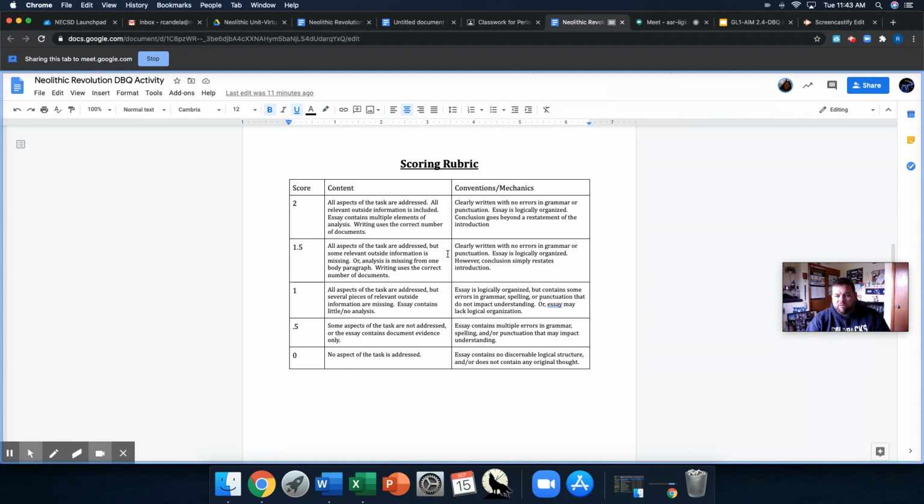To get a 1.5, it's very similar. Clearly written with no errors in grammar or punctuation. Essay is logically organized, but the conclusion simply restates the intro. So right away, the thing we could see is that the difference between a 2 and a 1.5 for this essay is that in the 1.5, your conclusion does not go beyond the intro. You don't have anything extra in there. Okay, and you can read through the rest of this yourself.